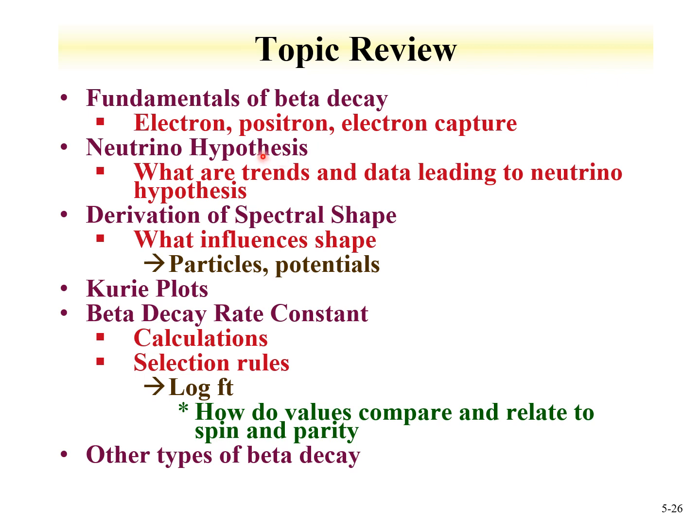You should be able to understand something about spectral shapes, what influences these spectral shapes, and how particles and potentials are related. You should be able to identify a Kurie plot and understand the difference between a straight and curved line. You should be able to look at some calculations for beta decay rate constants and understand the selection rules, particularly these log ft values, how we can calculate log ft's, and how those values compare to the spin and parity of the parent and daughter states.